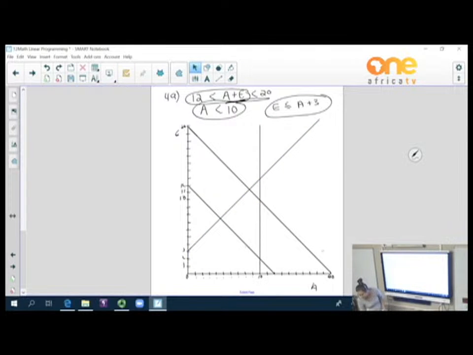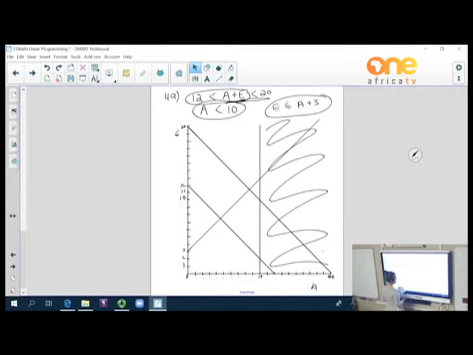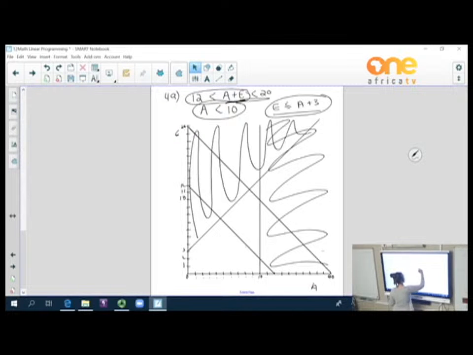Number B, we first have to unshade the region which satisfies. So Argentina is less than 10, so they will be on this side, which means this part is our unwanted area. Then we have England is less than or equal to Argentina plus 3. So this part will be unwanted. Then Argentina and England is less than 12.